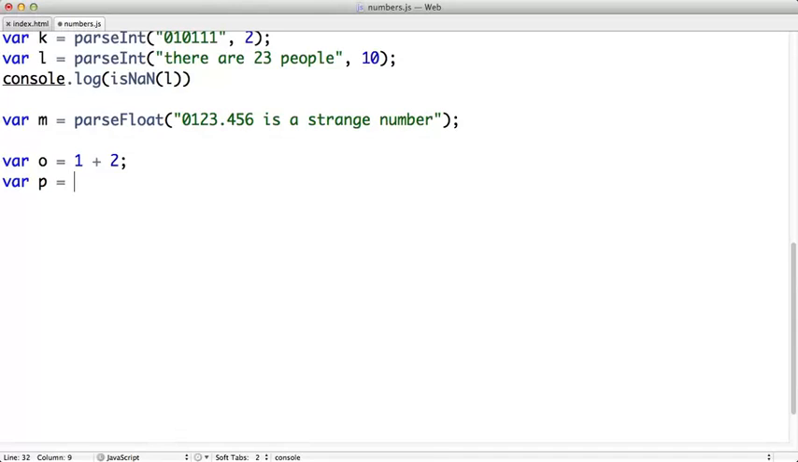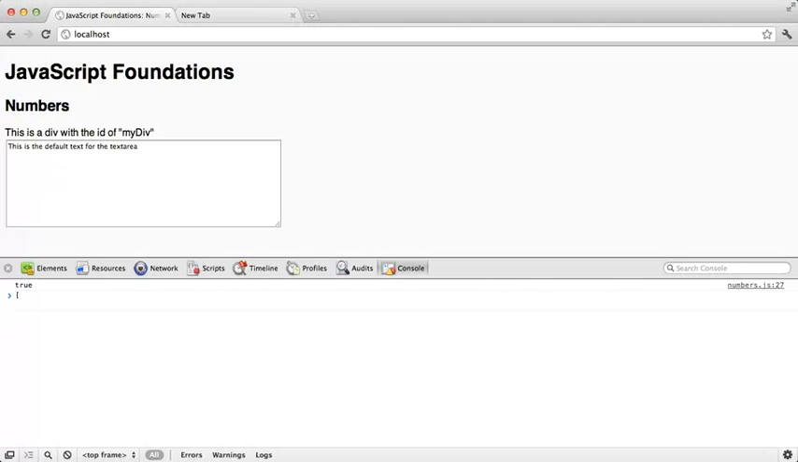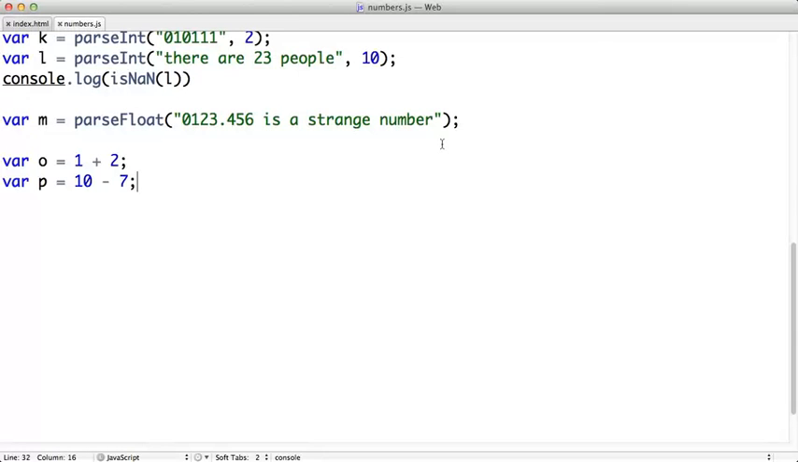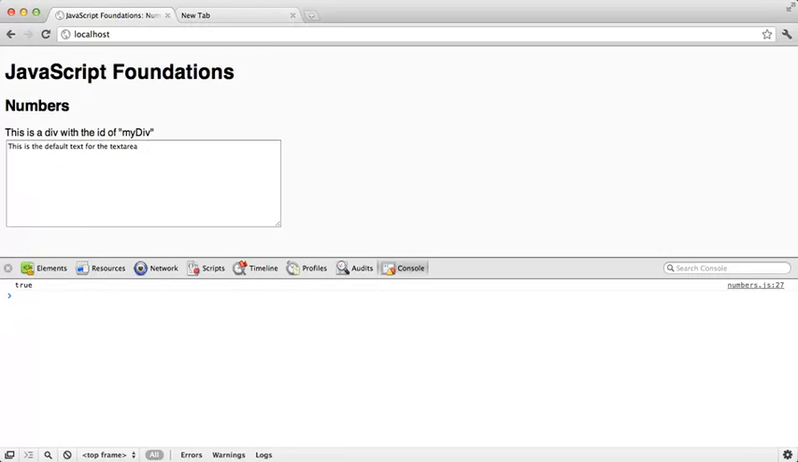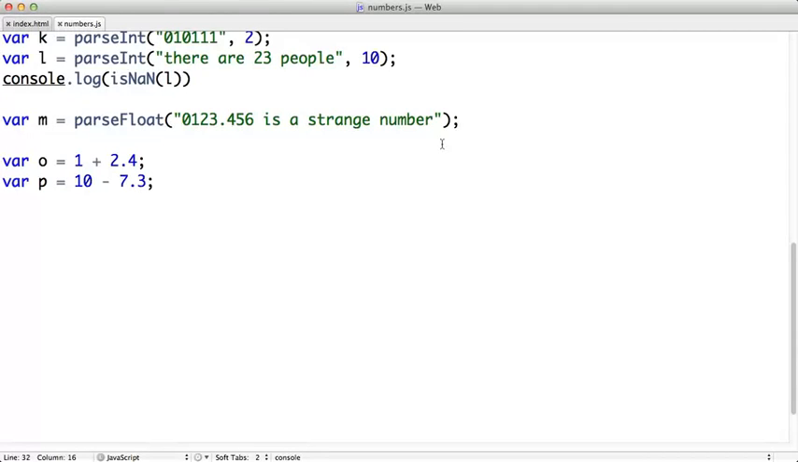Subtraction works exactly like you would expect it to. So if we wanted to do 10 minus 7, we use the dash character as our subtraction operator. And the value of p will, of course, be 3. So the plus and minus operators work both with our whole numbers and our floating points. So we could do 1 plus 2.4 and 10 minus 7.3. And we'll get the values 3.4 and 2.7 as usual. Nothing too crazy there.